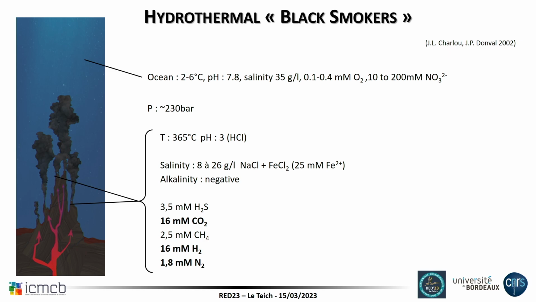So possibly, and that's going to make a link to my next 3 slides, a model for black smokers could be an ocean here at between 2 and 6 Celsius degrees with oxygen, of course, and nitrate as well, with a pressure of 230 bar. This is the average depth for black smokers. Temperature of the fluid 360 C, pH around 3. Salinity, of course, you have sodium chloride, but you also have iron chloride in the fluid, and different concentrations of gas in the fluid exiting the chimney.